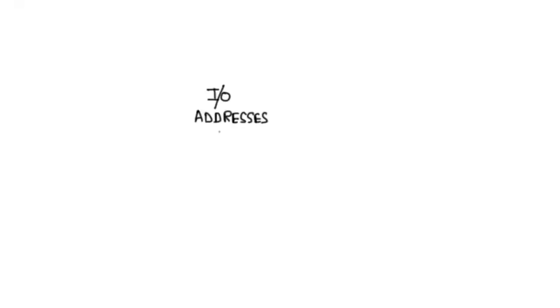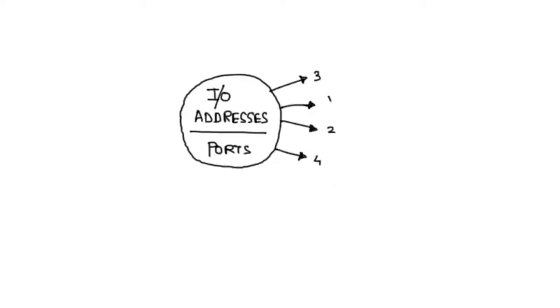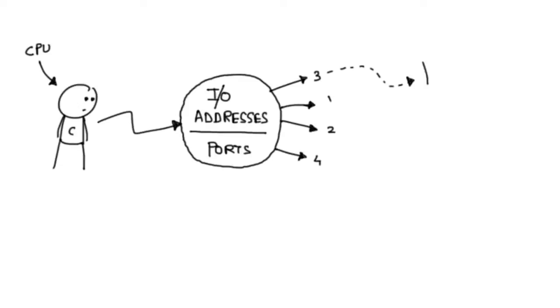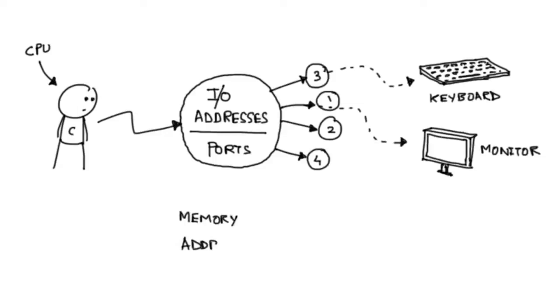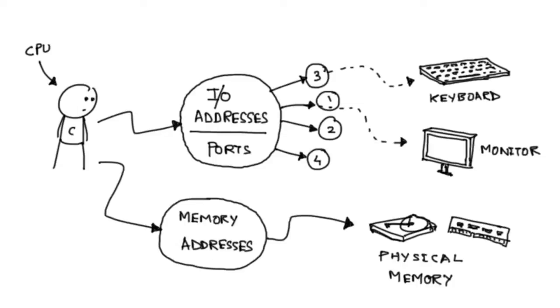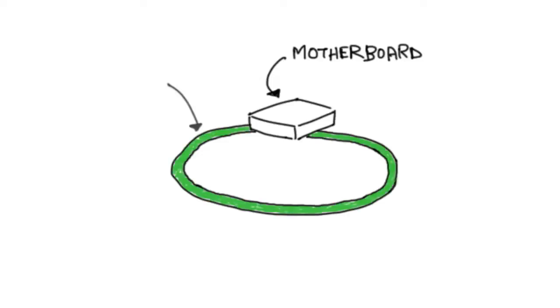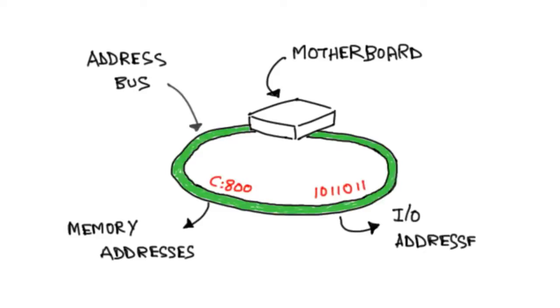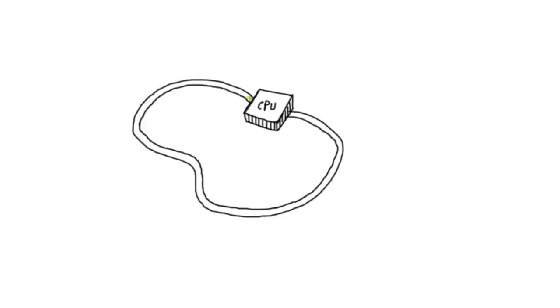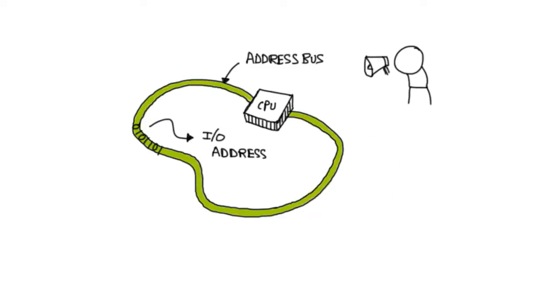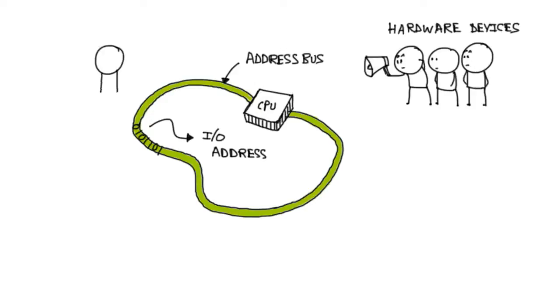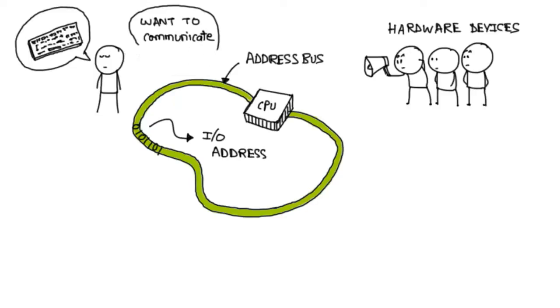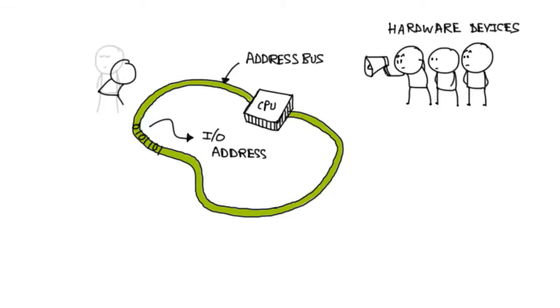Input-output addresses, which are simply called ports, are numbers the CPU can use to access hardware devices in much the same way it uses a memory address to access physical memory. The address bus on the motherboard sometimes carries memory addresses and sometimes carries input-output addresses. If the address bus has been set to carry input-output addresses, then each hardware device listens to this bus. For example, if the CPU wants to communicate with the keyboard, it will place the input-output address of the keyboard on the address bus.